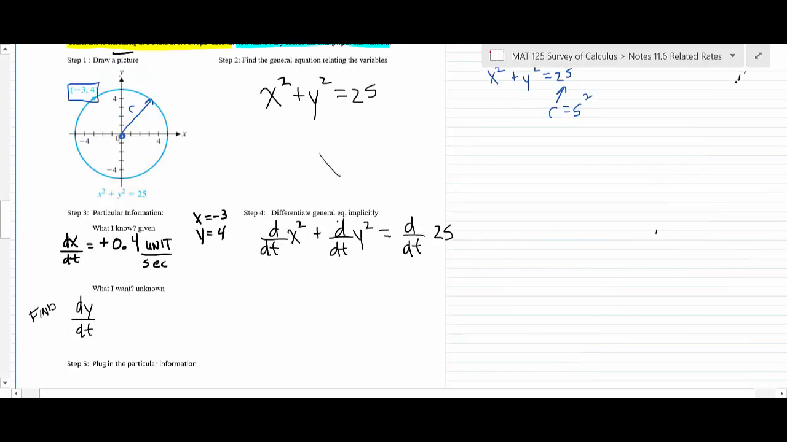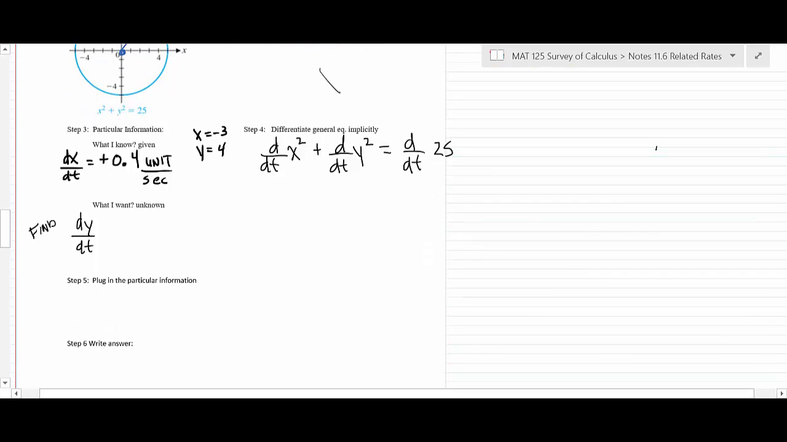Okay, so let's see what we got here. Make sure you got your derivative first. So you're going to have 2x times dx over dt. Make sure you got that. Okay, so that's where I messed up. So this is 2y times dy over dt equals 0, right? Okay, so you got to have that.